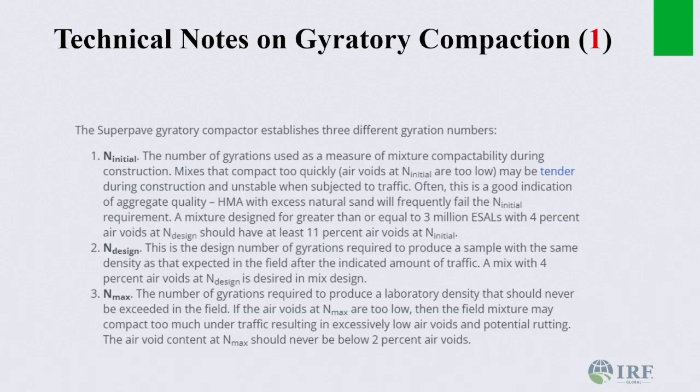So the N initial is the number of gyrations used to measure the mixture compactability during construction. Then we have the N design, used to produce what is expected, what it will undertake during its use or during the field operation. Then N max is the maximum number of gyrations that you get. So these are three results that you will get from the SuperPave gyratory compactor.